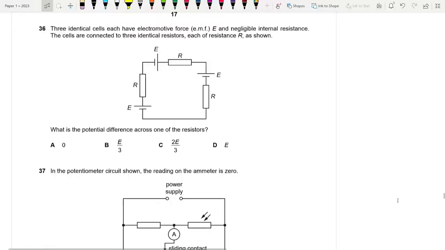Three identical cells, each have EMF E and negligible internal resistance. The cells are connected to three identical resistors. What is the potential difference across one of the resistors? Let's check this.